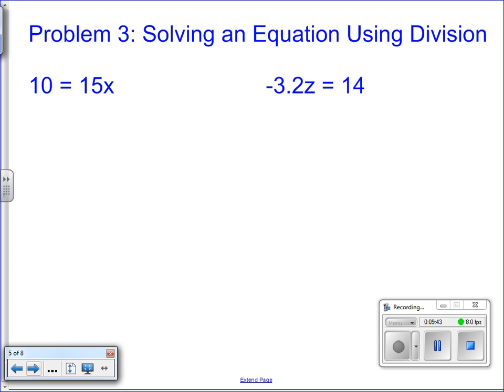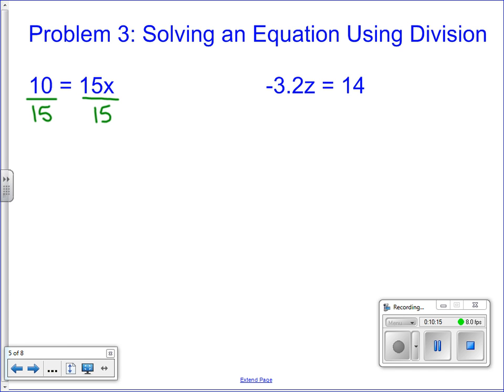Problem 3. In problem 3, we're going to solve two equations using division. Now, what you notice is that you have 15 times x. And while there is no multiplication symbol in there, it's not required, we are multiplying. What we want to do is get rid of the coefficient 15. So that means we have to divide by 15.